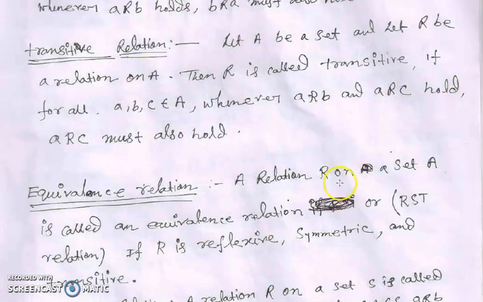A relation R on a set A is called an equivalence relation, also known as RST. Why is it represented as RST? R for reflexive, S for symmetric, and T for transitive. So it is known as a reflexive, symmetric, transitive relation, or equivalence relation, if R is reflexive, symmetric, and transitive. If a relation satisfies these three properties, it is known as an equivalence relation.